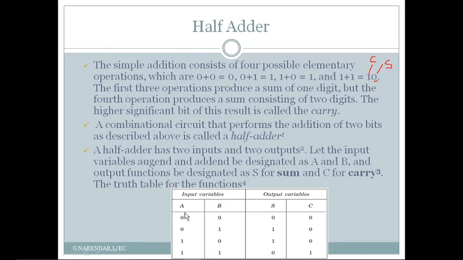That means when the value of A is 0, B can be either 0 or 1. And when A is 1, B can be either 0 or 1. So in this way we'll get 4 combinations.